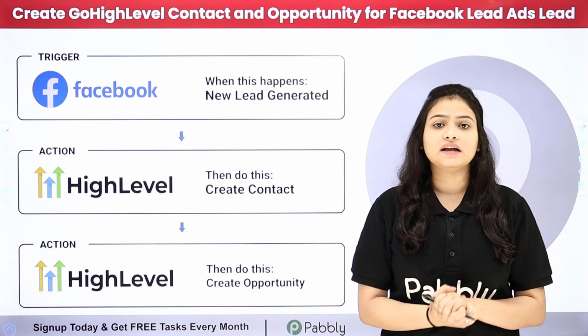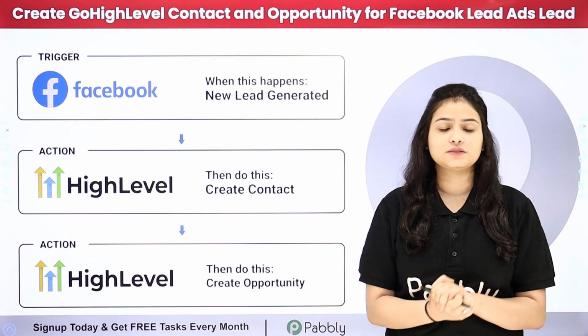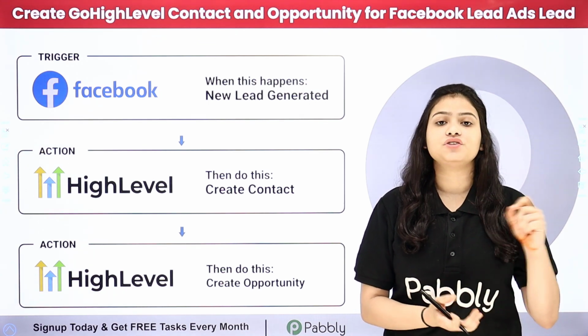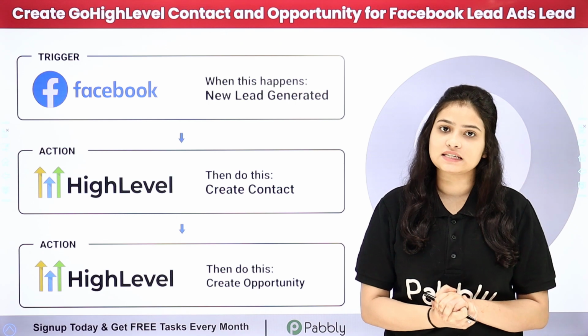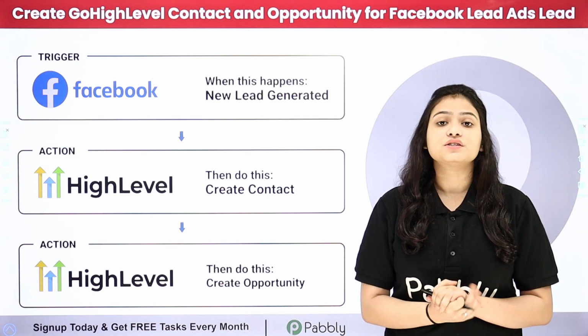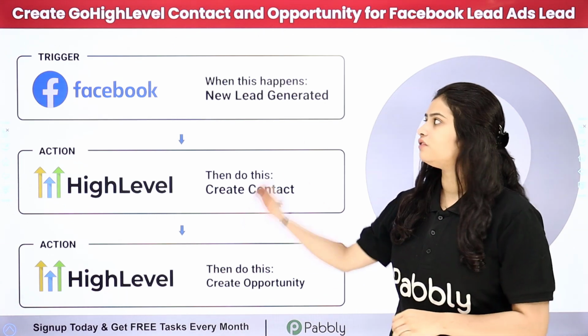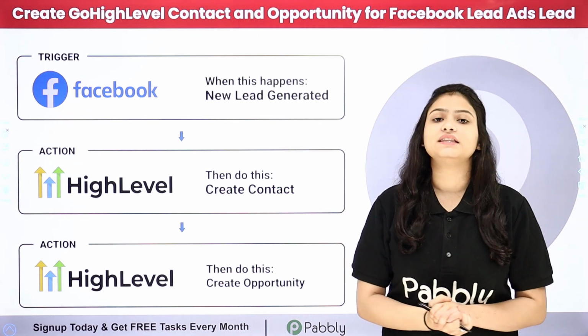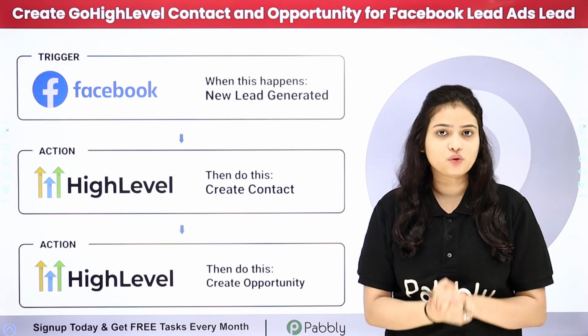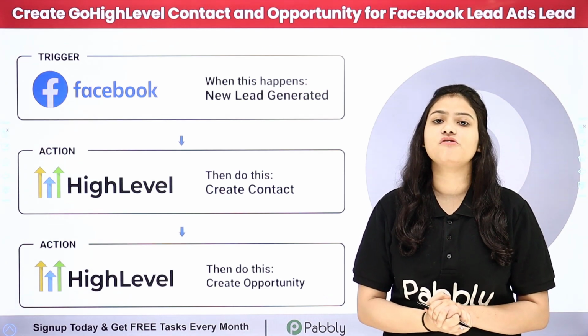And also, after adding the leads, I want to create an opportunity in a specific pipeline for these leads, which are generated for the real estate agency, in the same application, that is GoHighLevel. So how are we going to automate this entire process? For this, we will have to set up a connection between Facebook lead ads and GoHighLevel, and we are going to do that without any coding or programming skills, simply with the help of Pabbly Connect.